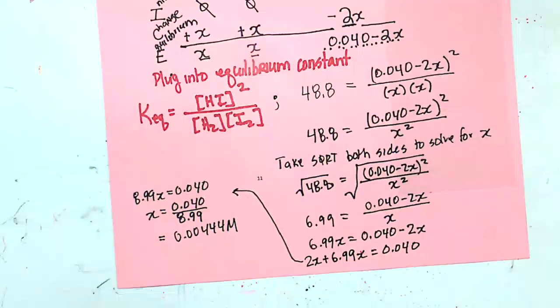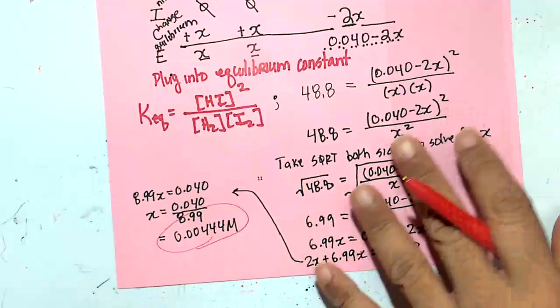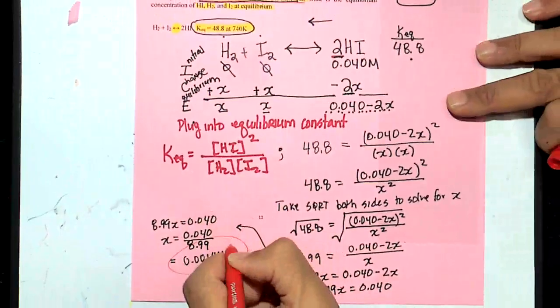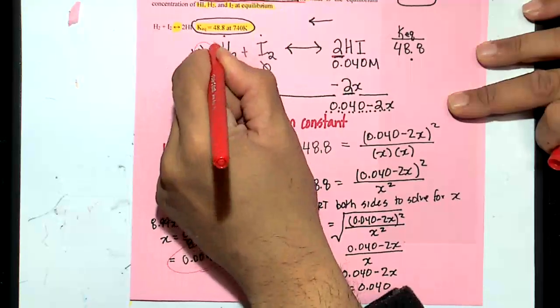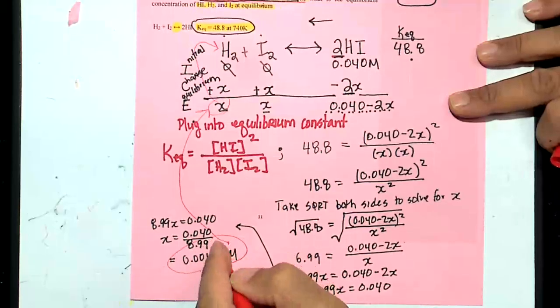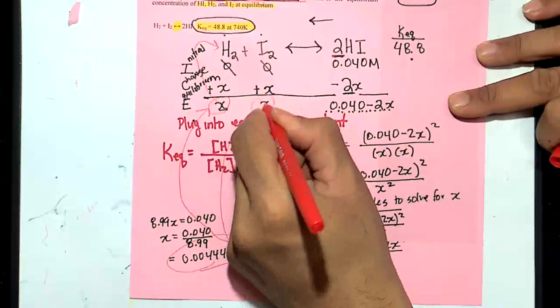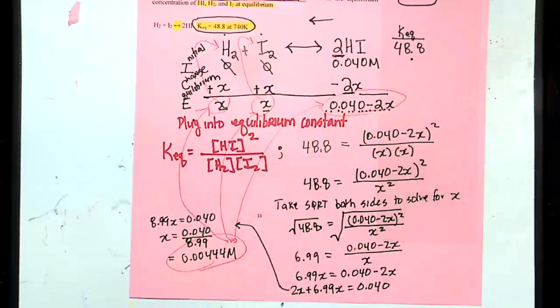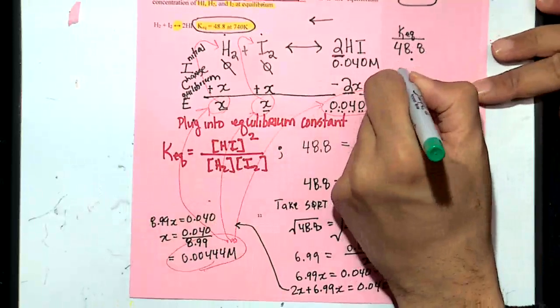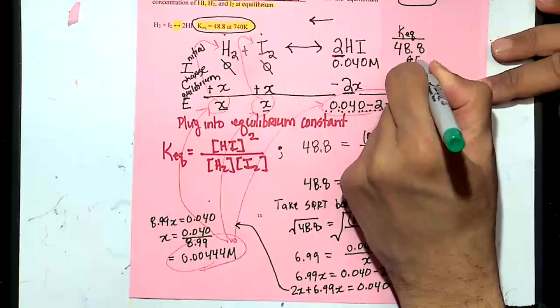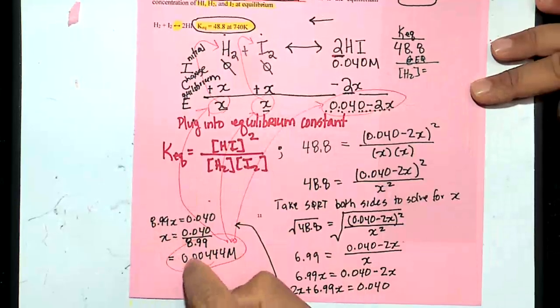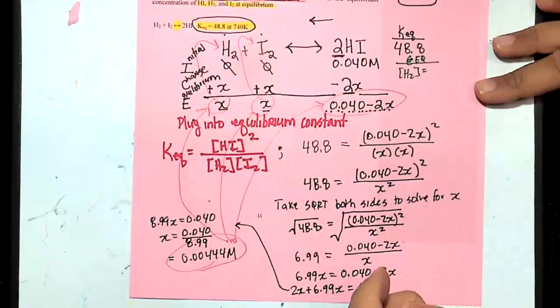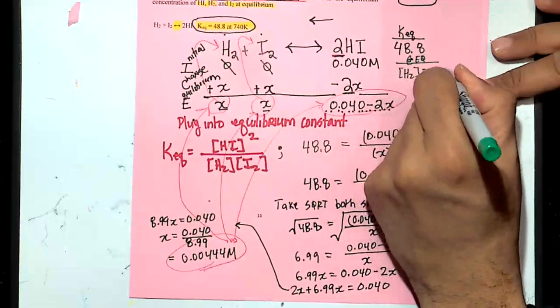So our final answer at equilibrium: our equilibrium concentration of H2 is going to be 0.00444. Our equilibrium concentration of I2 will be 0.00444, and our equilibrium concentration of HI will be 0.040 minus 2 times this. Let's quickly do that. So H2 at equilibrium, this is our final answer, H2 is going to equal 0.00444 molar.